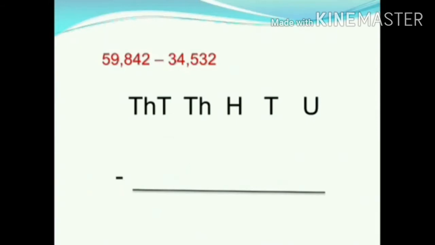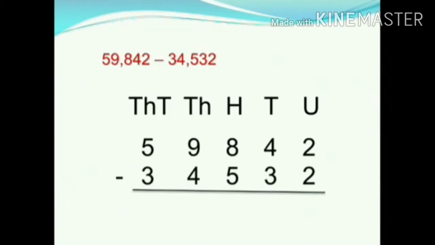59,842 minus 34,532. Write the numbers in the vertical column according to the place value of each digit. First subtract digits in the units place. Which numbers are there in the units place? The digits in the units place are 2 and 2. 2 minus 2 equals 0. Write 0 in units place.